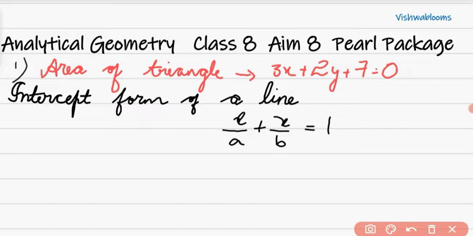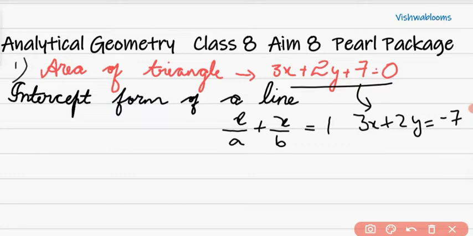For that, we are going to use the intercept form of a line. It is x/a + y/b = 1. Now this same line, we are going to just send this +7 to the other side. So it is 3x + 2y = -7. That's it, done. Now, as we all know, the formulas for a and b, where a is the x-intercept and b is the y-intercept, are c by a and c by b, right?